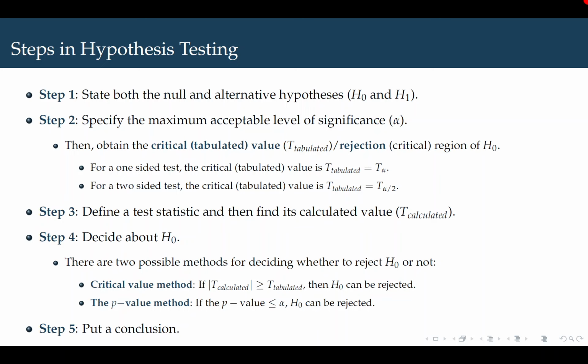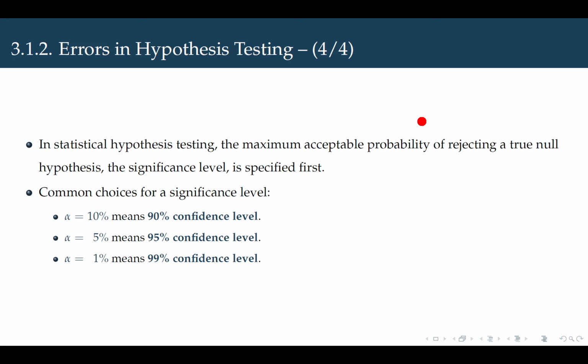So now let's see the steps in hypothesis testing. In later videos, we'll consider the practical implementation of conducting hypothesis testing, but now let's see the procedures that we need to follow in conducting a statistical hypothesis testing. First, we need to state both the null and alternative hypothesis, that means H0 and H1. Second, we need to specify the maximum acceptable level of significance, or probability of committing type 1 error. Usually, the choices are 10%, 5%, and 1%.